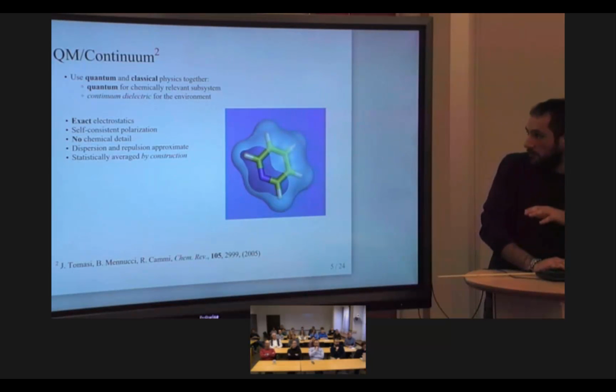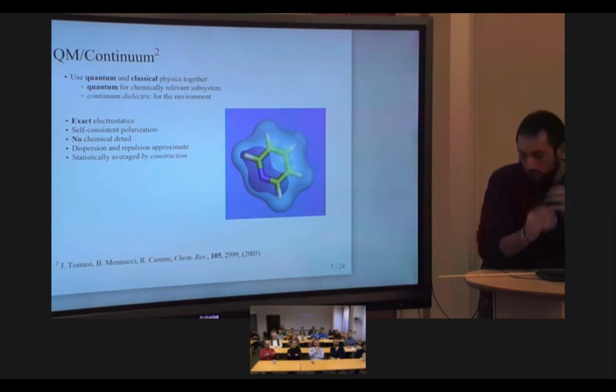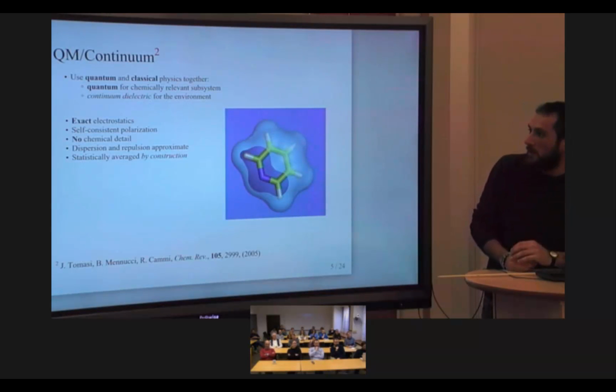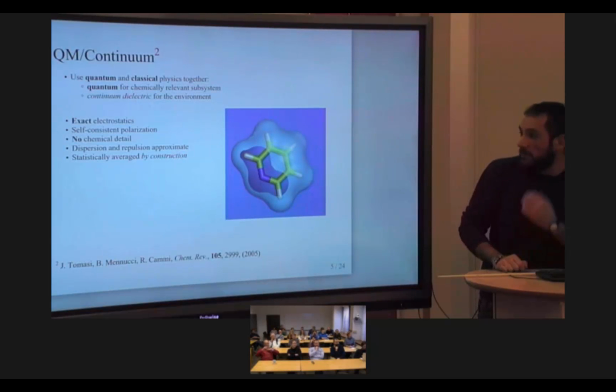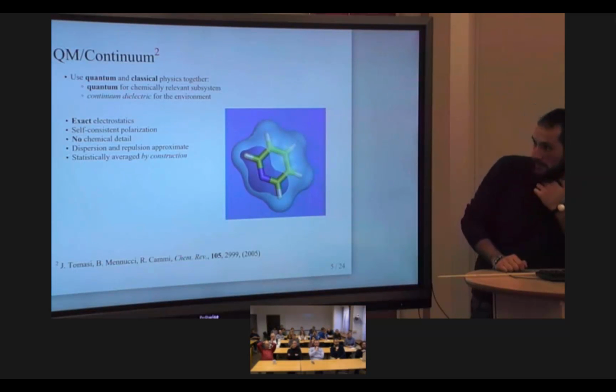So in this case, the quantum part will be the molecule of interest, while the solvent will be replaced by a continuum dielectric. So we remove all chemical detail from the picture and just use classical electrostatics in continuous media as represented by a dielectric. So what do we get from this model? Of course, the representation is really simplified, so we have no chemical detail. We've removed that. Of course, this has an advantage.